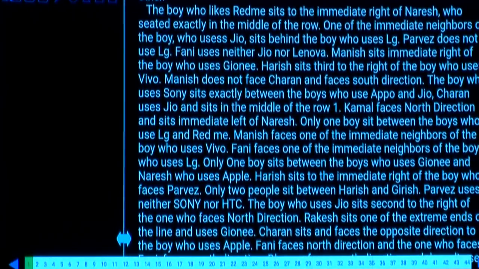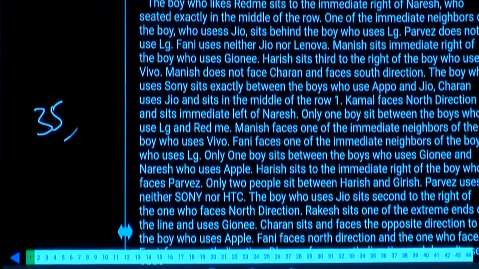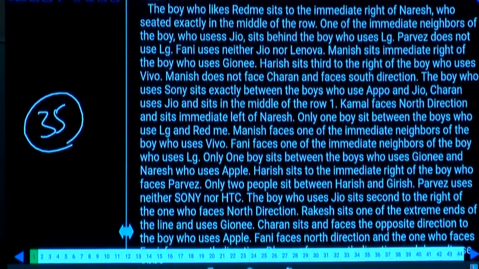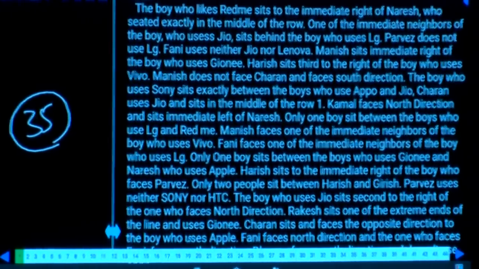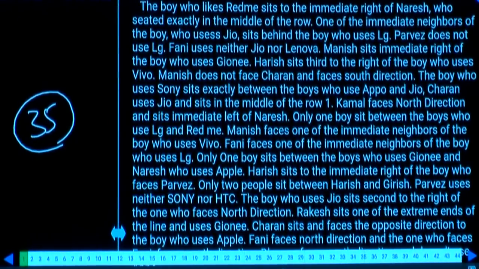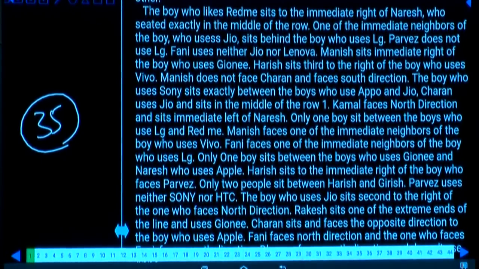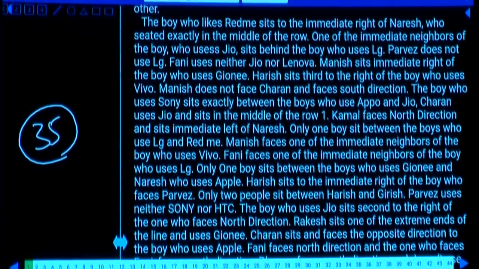Now in this paper number 35, question numbers 1 to 5. Now 10 boys are there. These 10 boys are seated in 2 parallel rows, 5 in each of these rows.